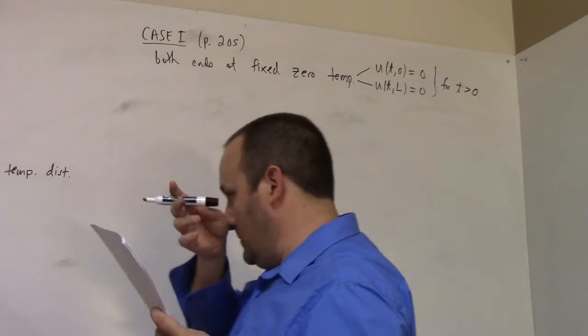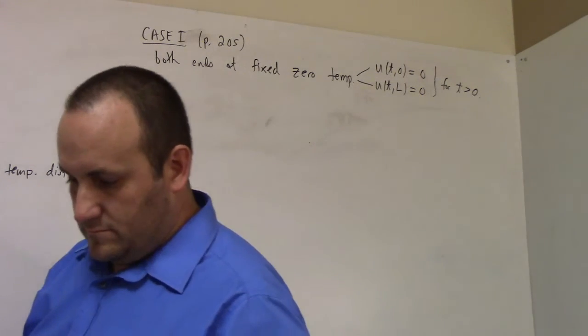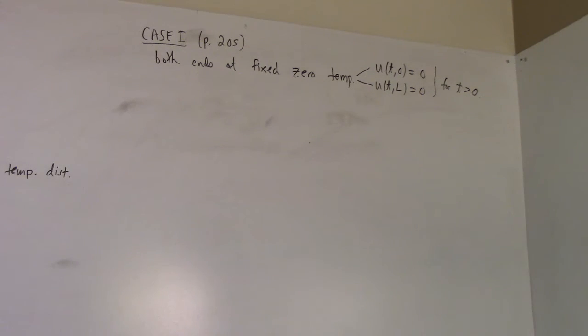So both ends at fixed 0 temperature. In other words, we have u of t comma 0 equal to 0, and u of t comma L equal to 0, and this is for t greater than 0. We're assuming that the initial temperature distribution is given at time 0, and we want to see what happens for t greater than 0, right? That makes sense?